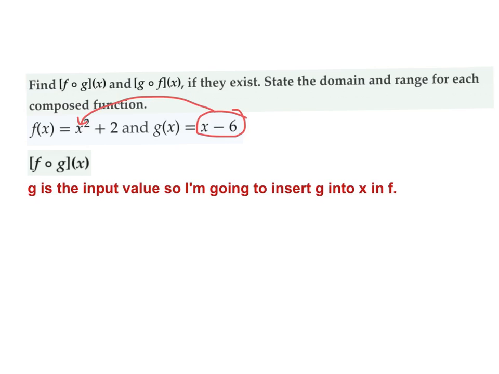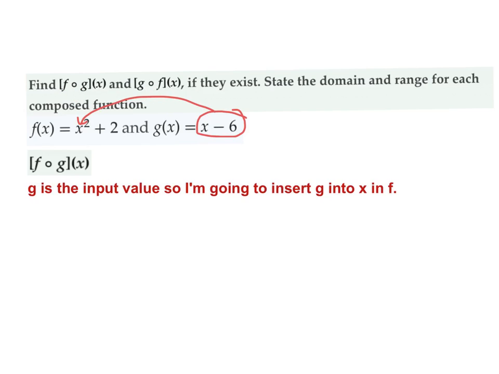Isn't it just substitution? It's substitution and then simplification, yeah. The trick is getting the order straight, okay? Function g is the input value, and it goes into f. Because of the way that it's written, f comes first, g is the input value. If it was switched around, then f would be the input value. And we plug it into g, and we're going to do that here in a second too, because we have to do both. It asks for this and this, okay?